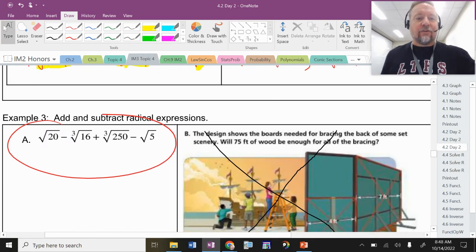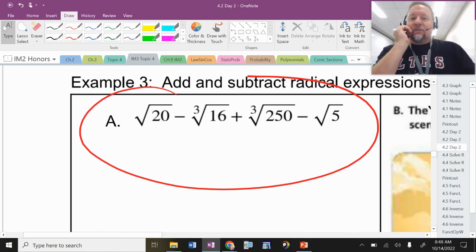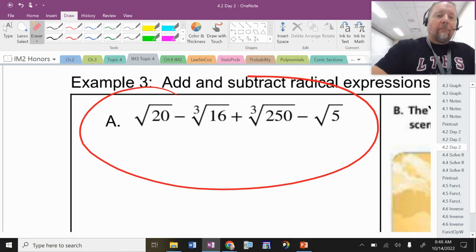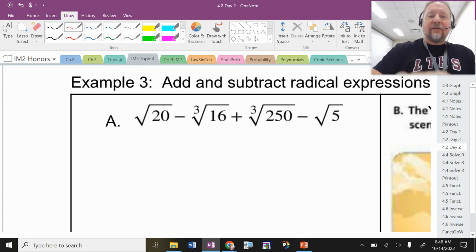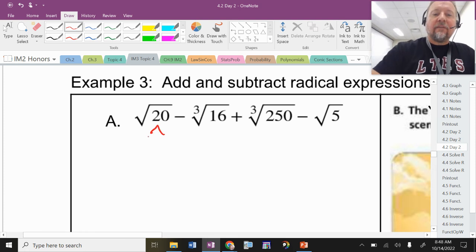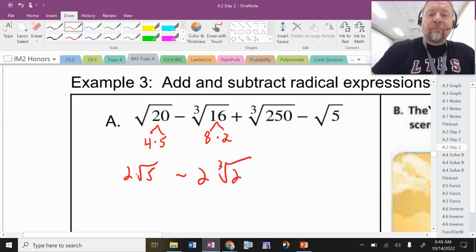The next set is adding or subtracting radical expressions, and this one just doesn't happen to have variables in it. You're going to hate this, but what you've got to do is simplify each one of these. Again, I told you I was going to do this fast. Square root of 4 is 2. Cube root of 16, you've got to get that down to 8 and 2. Cube root of 8 is 2, so 2 cube root of 2.